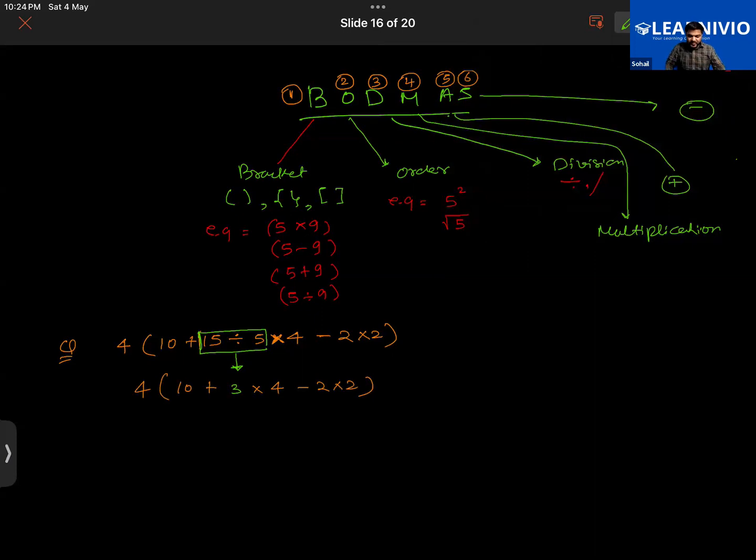So we have done one thing so far. Division has been done. After this, multiplication. Which numbers are under multiplication? 3 and 4, and 2 and 2, isn't it? Yeah. So let's carry it out. So 3 fours are 12, 2 twos are 4. The numbers are as follows now.